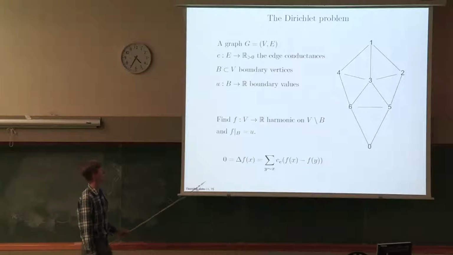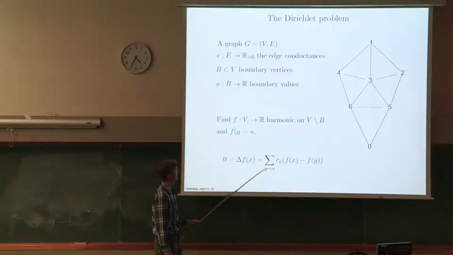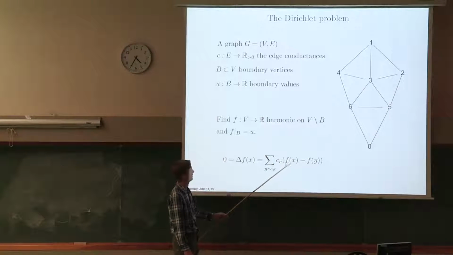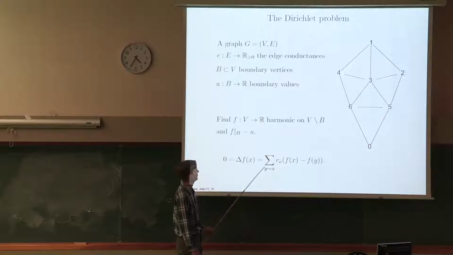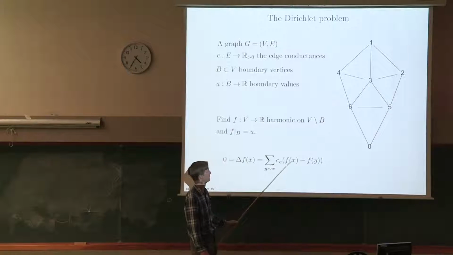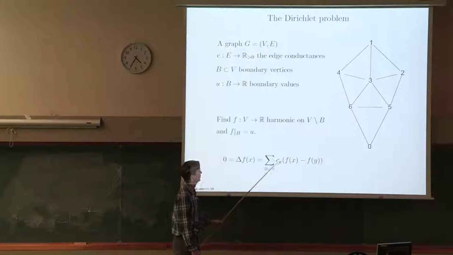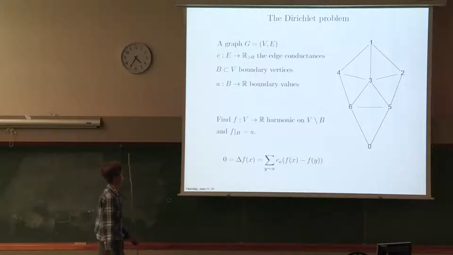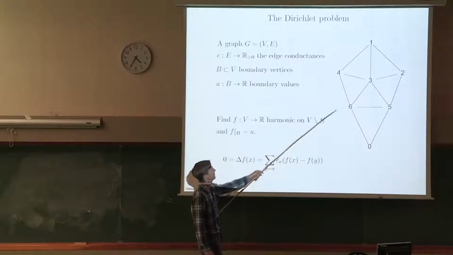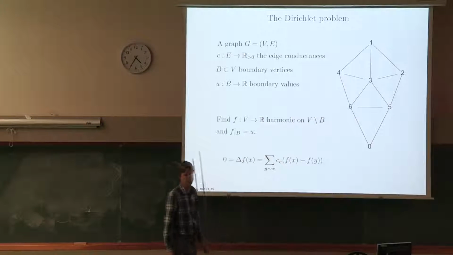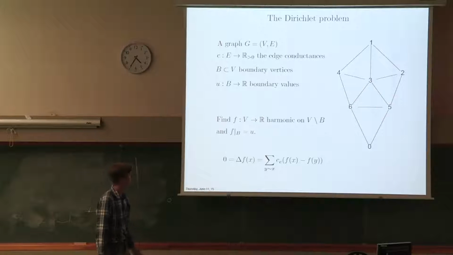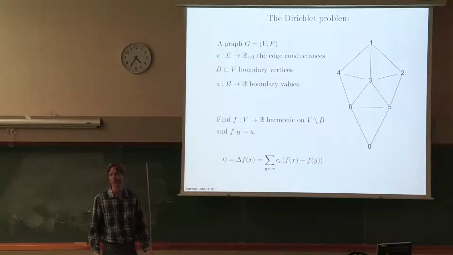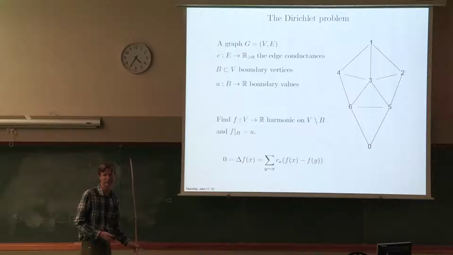And what harmonic means in this context is that you take f at a point, and you sum over all neighbors of the difference between f of x and f of y, weighted with the conductance function c. So if you like, the value at every point is a weighted average of the neighbors, if it's harmonic. Hopefully that's familiar to most people. Any questions?